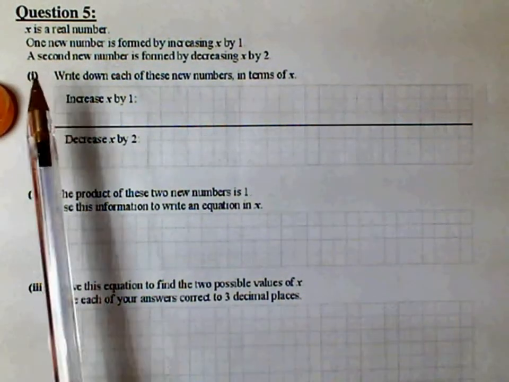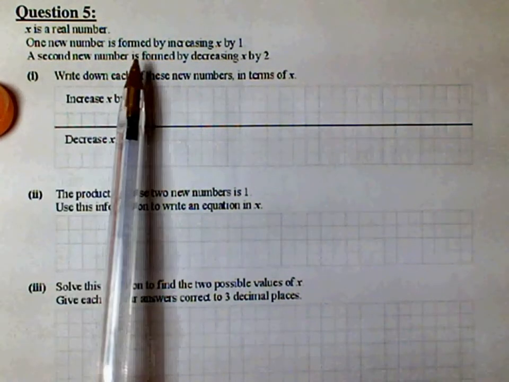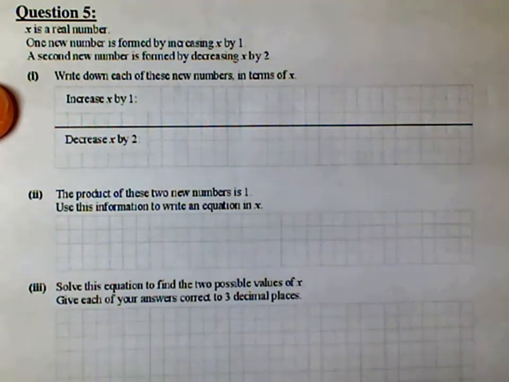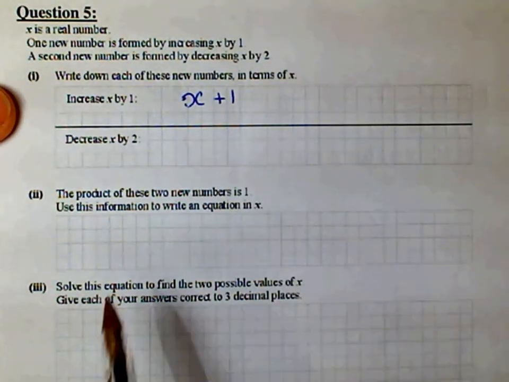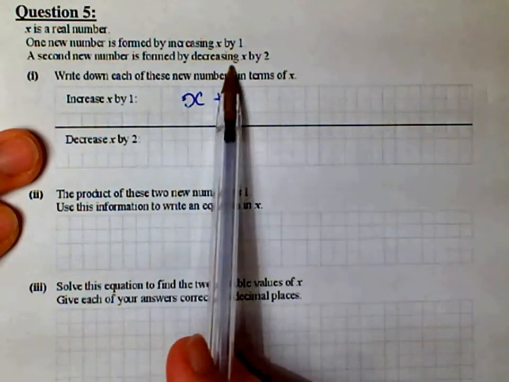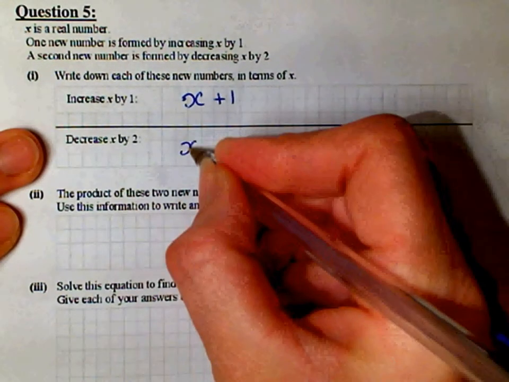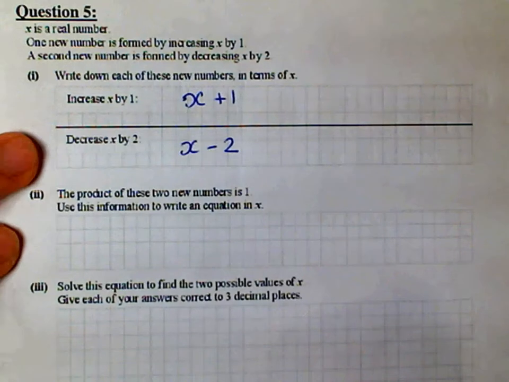Second year higher level algebra test 2, question 5. So you're told that x is a real number. One new number is formed by increasing x by 1. So that's going to be increasing, plus 1, x plus 1. And a second new number is formed by decreasing x by 2. Decreasing, take away 2 from x.